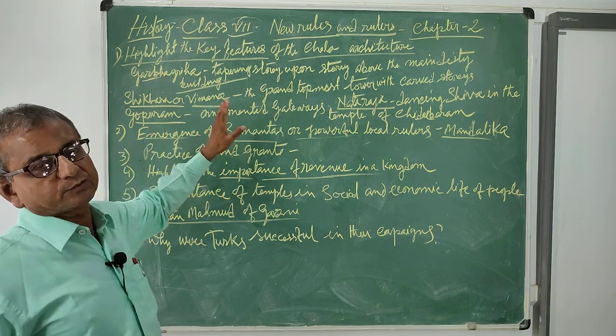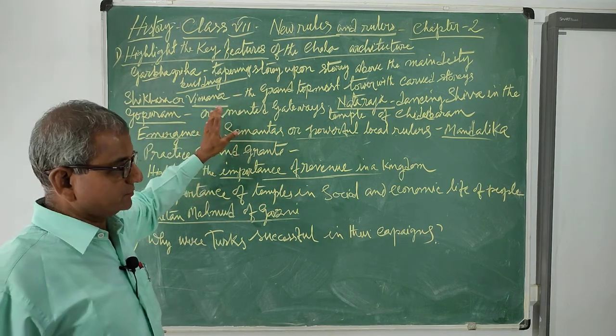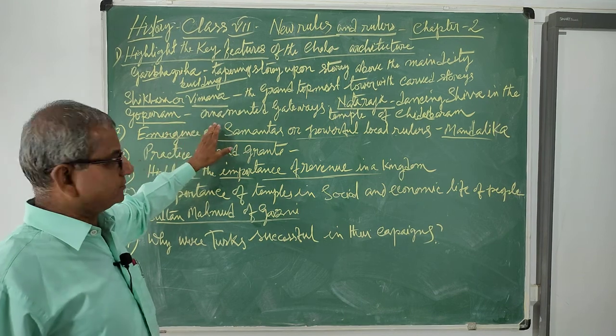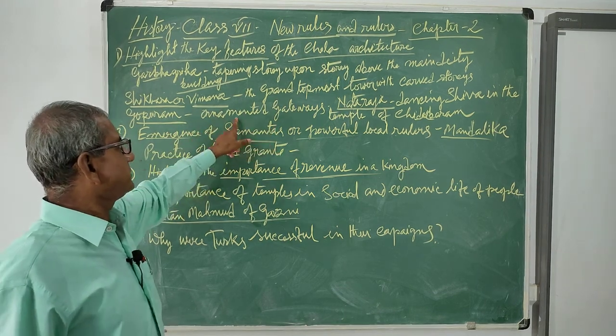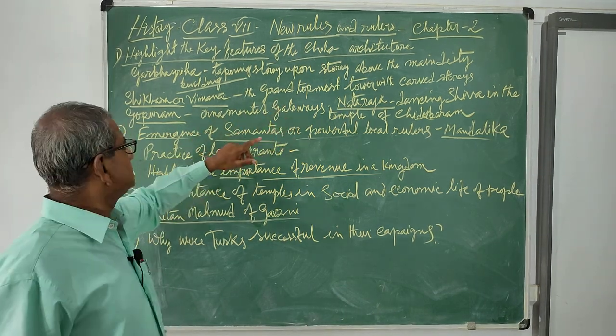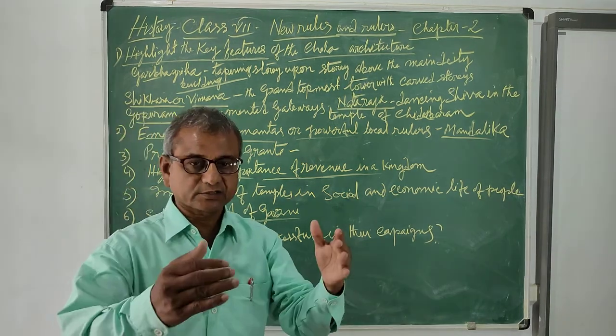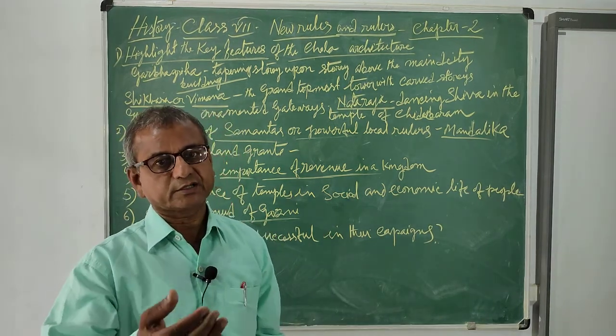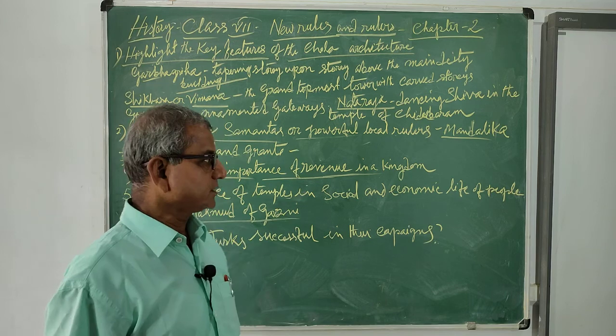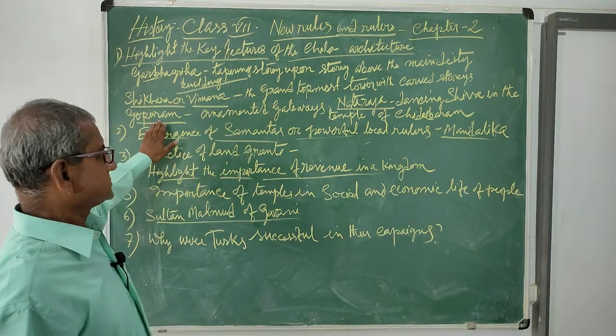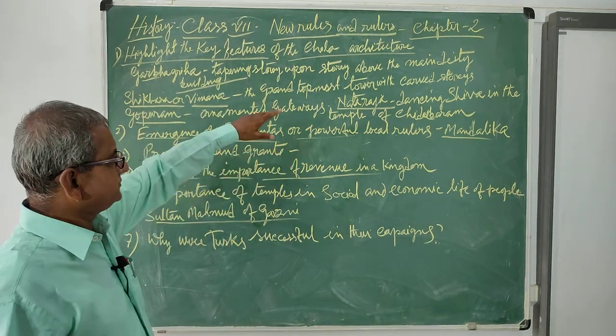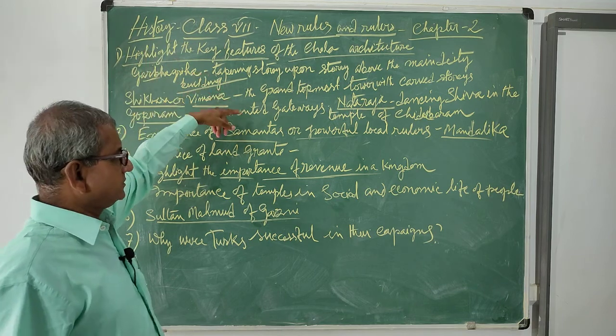Gopuram. Almost in every South Indian temple, you will find Gopuram. It is known as ornamented gateways. It is not just at the end; before you enter the main temple, there are gopurams in and around the temple.